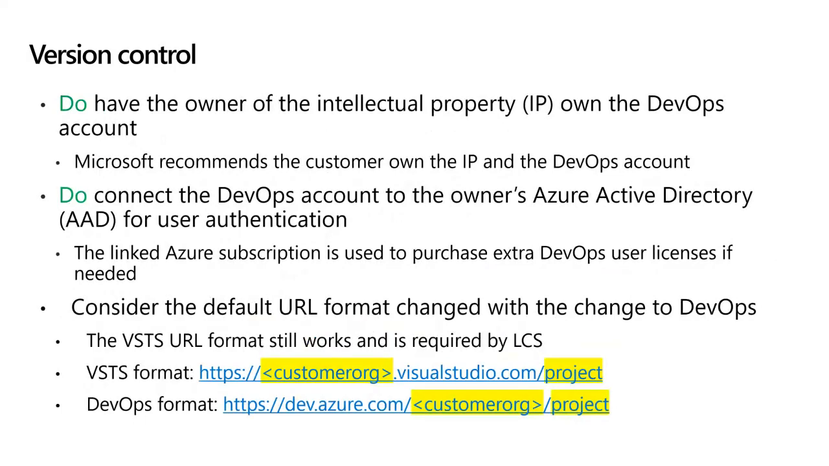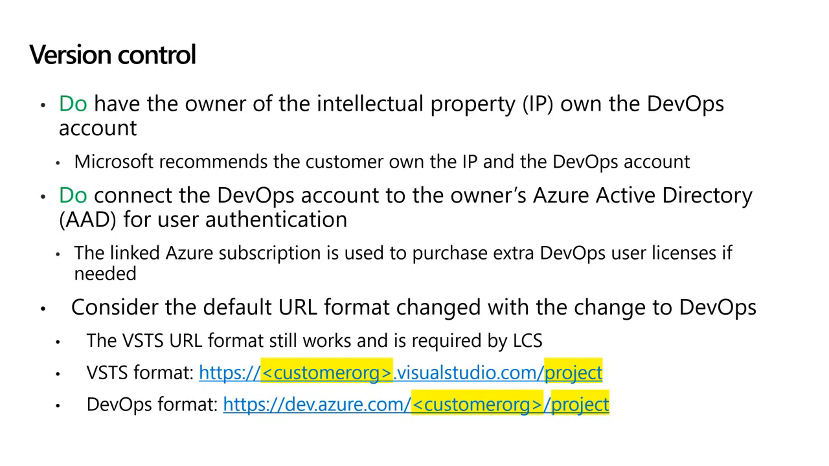Do have the owner of the intellectual property own the DevOps account, and we recommend that the customer own the intellectual property and therefore the DevOps account. Do connect your DevOps account to the owner's Azure Active Directory for authentication. That link will also allow you to use their Azure subscription to purchase additional DevOps basic licenses or other licenses as needed.